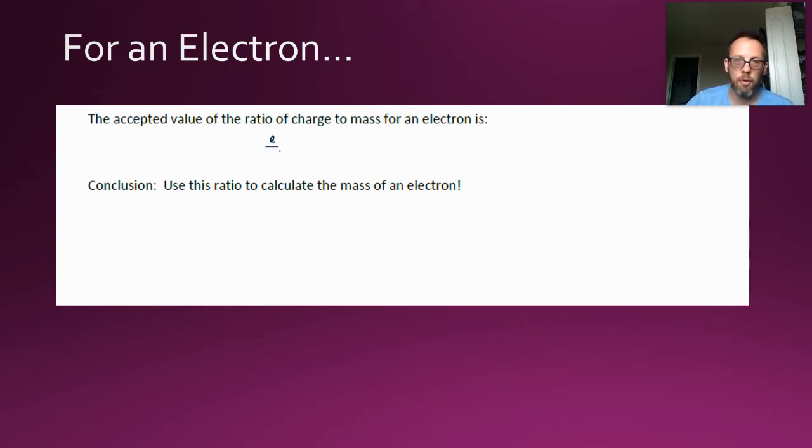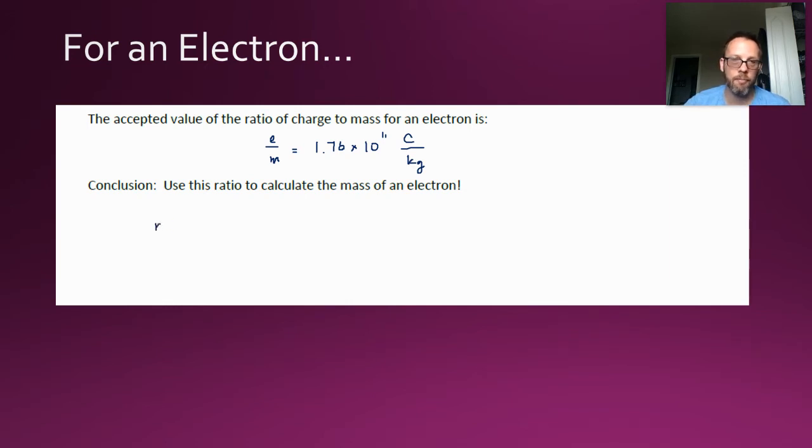The ratio of charge to M for an electron was 1.76 times 10 to the 11, and that is coulombs per kilogram. So in his experiment, all the varying and adjusting he does, he always gets E over M being 1.76 times 10 to the 11. So that's pretty cool. So we can use this ratio to find the mass of an electron.